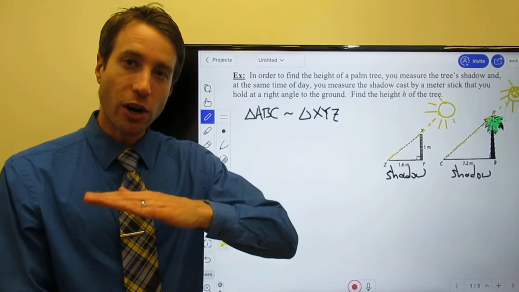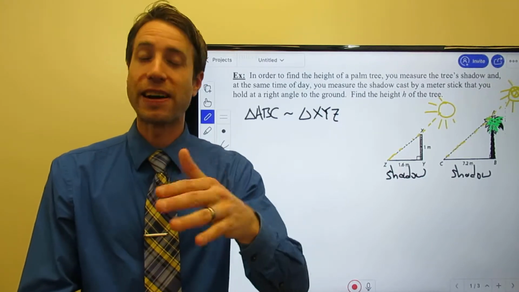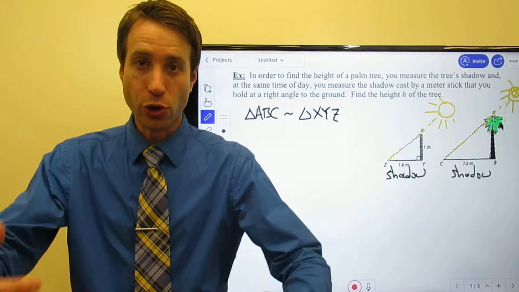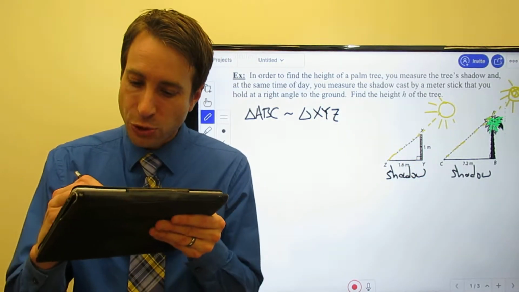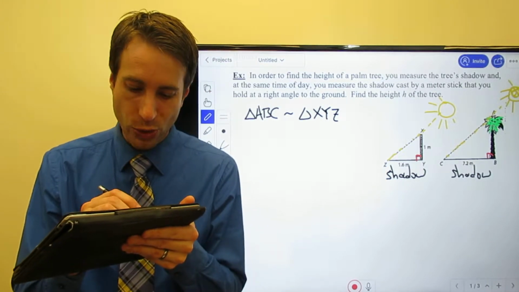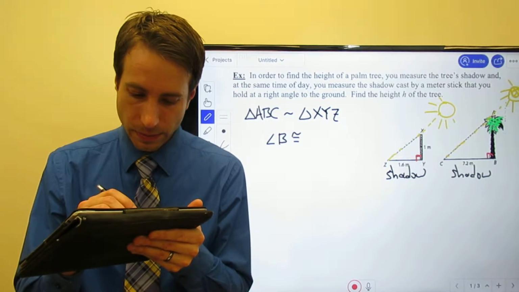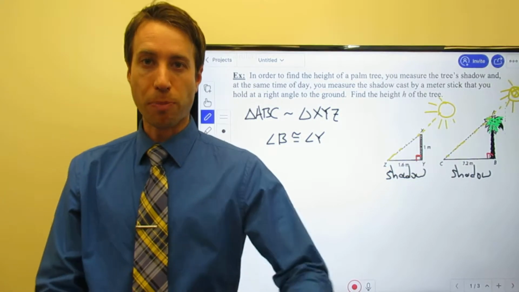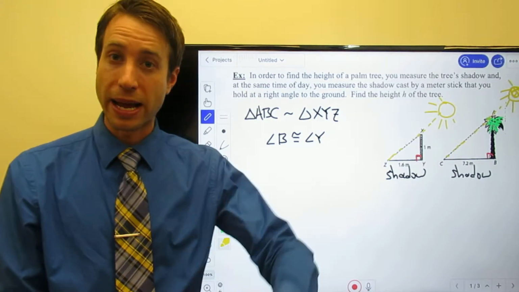Please notice that we're going to assume it works better if you're on level ground. In fact, let's be on level ground. As long as you're on level ground, yourself, your meter stick, and the tree are going to form a 90-degree angle with the ground. So that one is a given. It's a perpendicular 90-degree angle, which means angle B is congruent to angle Y. So you want to make sure that you're on level ground so that you are perpendicular to the ground, perpendicular to the shadow that is created by the ray of sun.